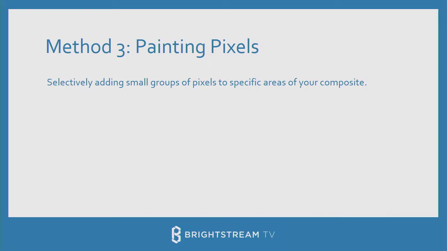And then finally, painting pixels. This is one of my favorites. It also happens to be one of the most time consuming, but it's just a lot of fun too. Here I am selectively adding groups of pixels to my overall composite. So you can look at this as a way to enhance your photograph or maybe even correct your photograph, or like what we're going to be doing here, we're just adding content from various sources into our photograph.